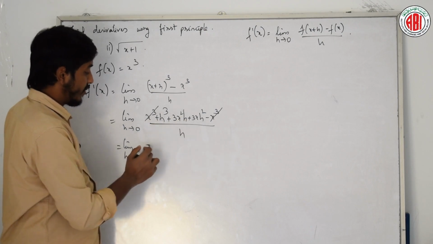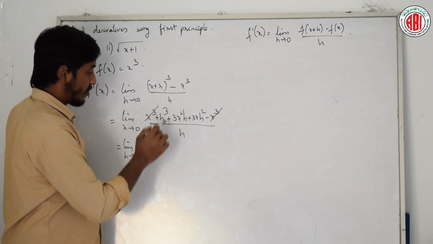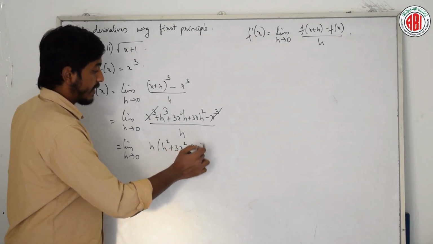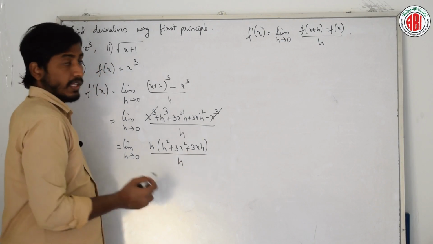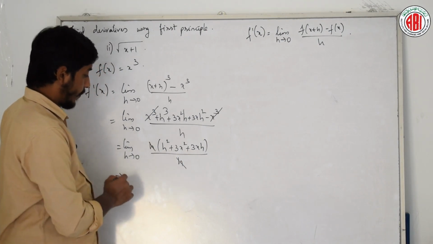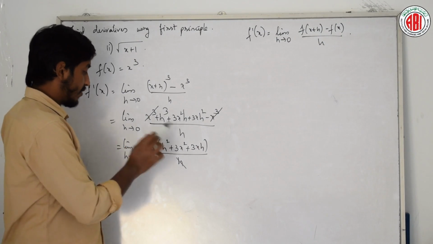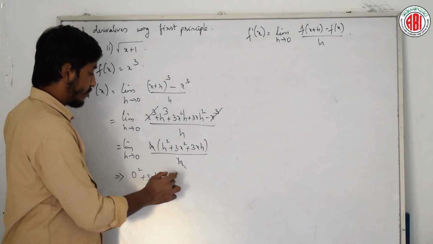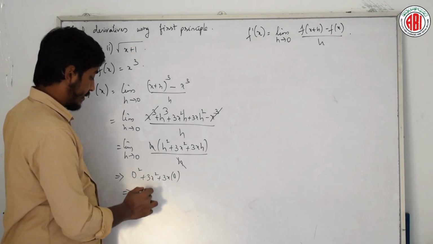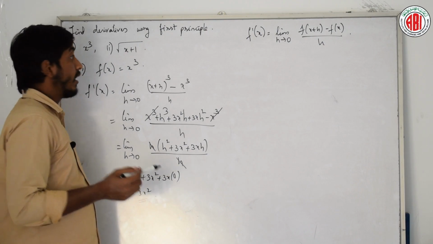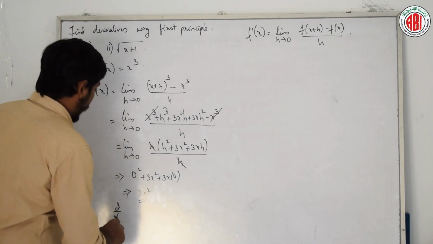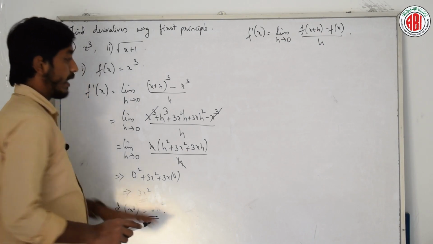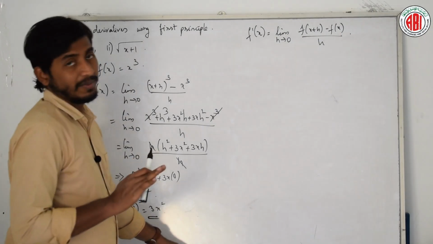Can I take h common from these three terms? If I take h common, I will get h square plus 3x square plus 3xh divided by h. Now cancel h. Now just substitute the h value there. 0 square plus 3x square plus 3x into 0, that is 3x square. Is it fine? Therefore, derivative of x cube is 3x square. Can you remember this? You have to remember all these formulas.